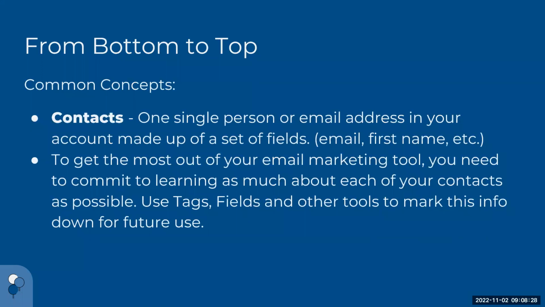Contacts are what are made out of fields. They're one single person or email address in your account, and they're set up because they have first name, last name, email, maybe some of those custom fields, a source, company name, etc. And to get the most out of your email marketing, you really need to commit to learning as much as possible about every single one of your contacts. If you're reliant on when people sign up and that's the maximum amount of time you're going to give them, you're not going to get the most out of all of this time that you're spending on your email marketing.